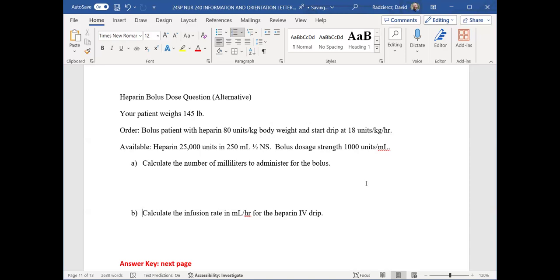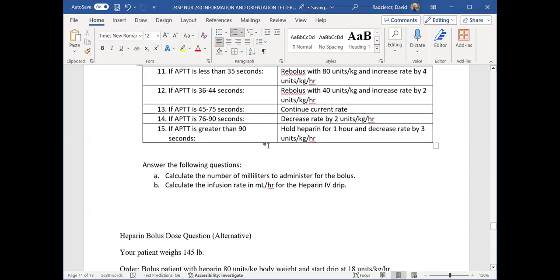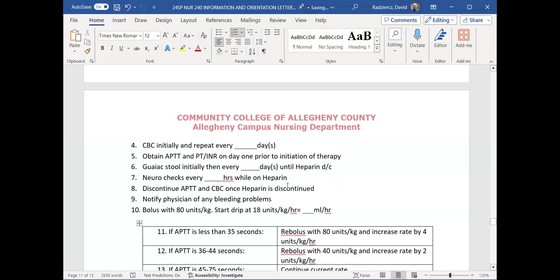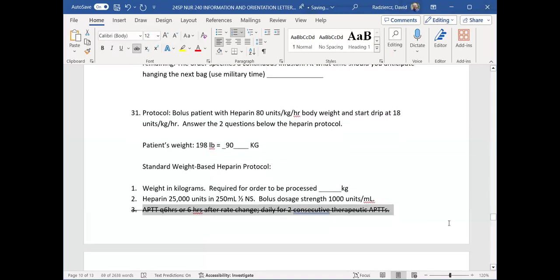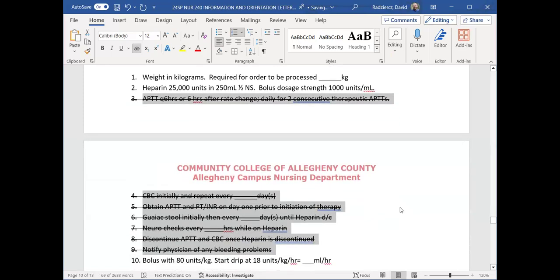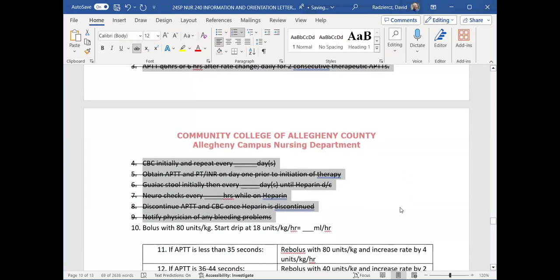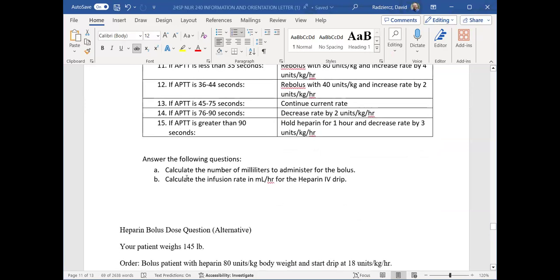Unfortunately, the protocol is so robust, it's giving you a bunch of information that you just don't need to solve the problem. In previous semesters, if you go back and look at some of my old work, you'll see me highlight through basically steps 3 through 10, and then I cross it out. I just say you ignore those, because those have nothing to do with anything you're doing math-wise. All you're trying to do is use the protocol to answer these two questions.